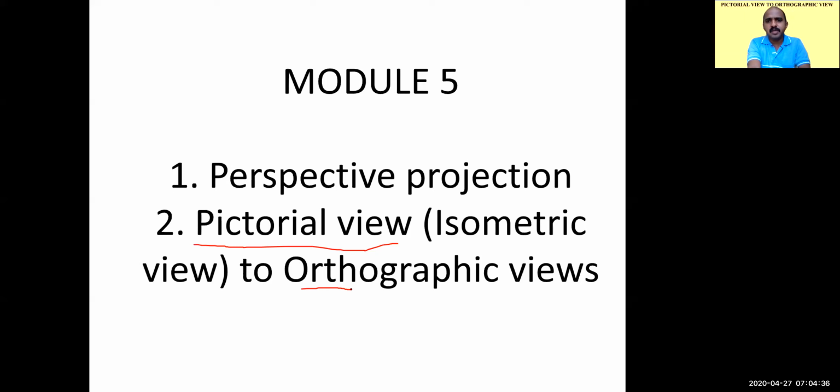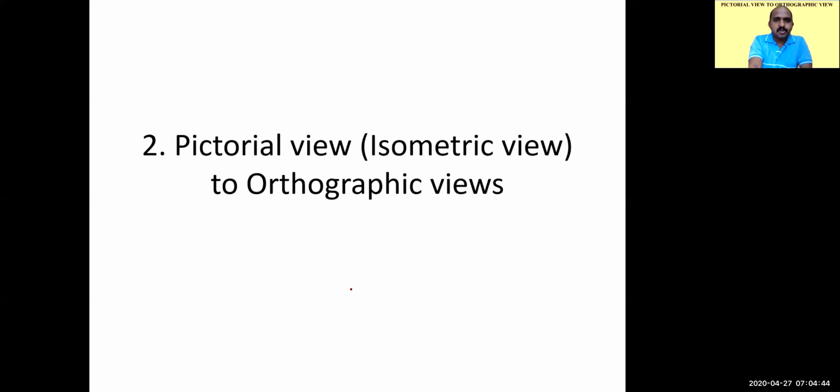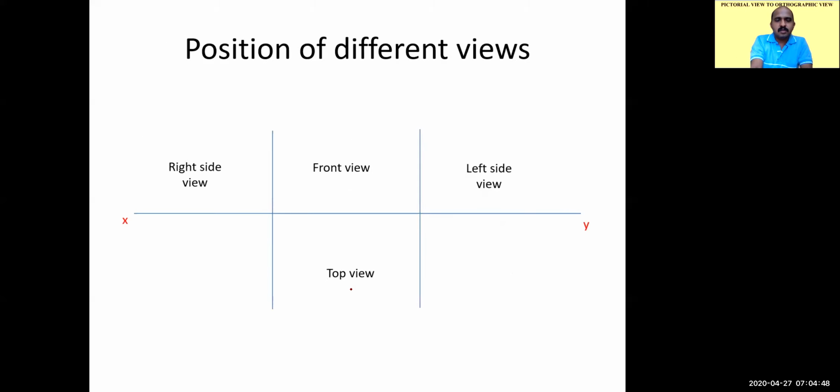So already you have an idea about what an isometric view of an object is; it is also known as the pictorial view. So that's the second version, pictorial view to orthographic view. When a pictorial or isometric view of an object is given as a question, you need to draw.